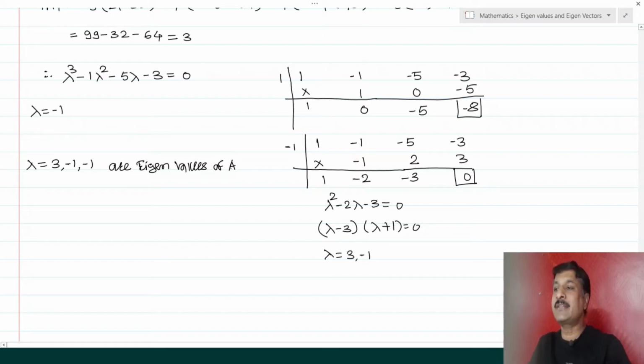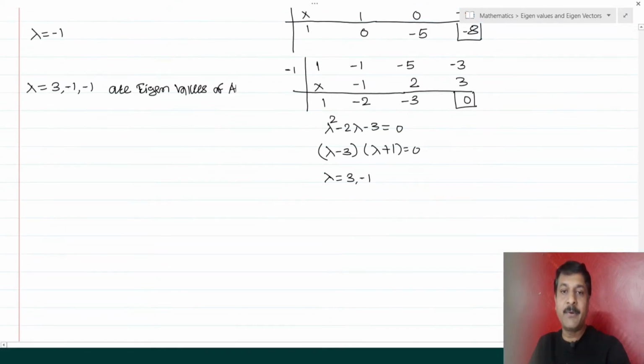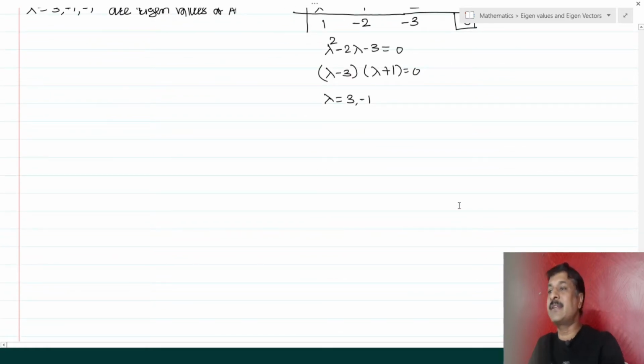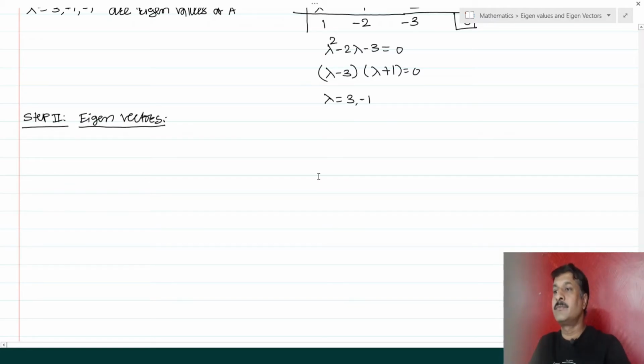Now, the eigenvector. Here non-repeated value is 3. For that it is a routine method, and for minus 1 it is repeated. How to find eigenvector? Let's see. But before that, you just find eigenvector for the first non-repeated value. So, step number 2. Eigenvectors.